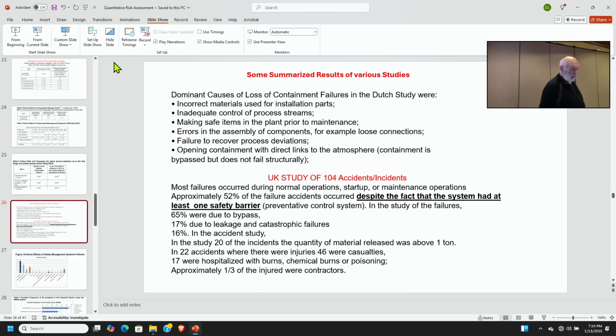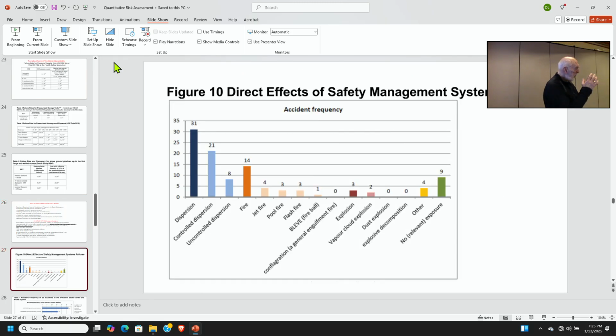In the study, in 20 of the incidents the quantity of material was above 1 ton. In 22 accidents, there were injuries. There were 46 casualties. 17 were hospitalized with burns, chemical burns or poisoning, and approximately a third of the people injured were contractors. So we're talking about an active, dynamic situation.